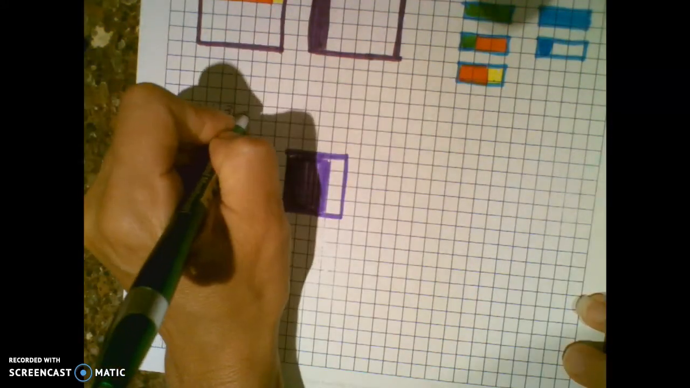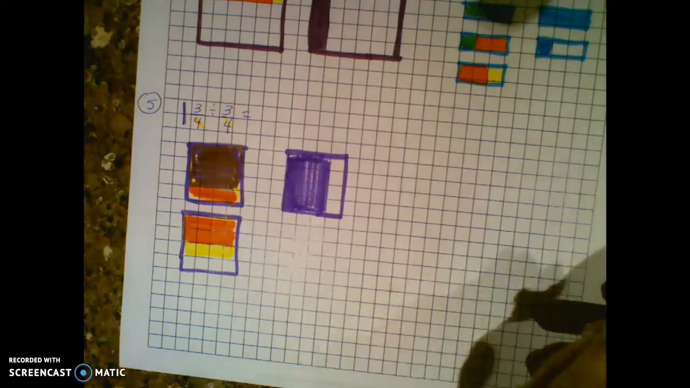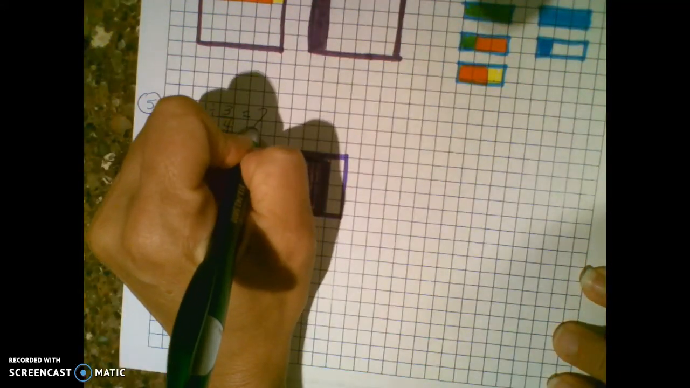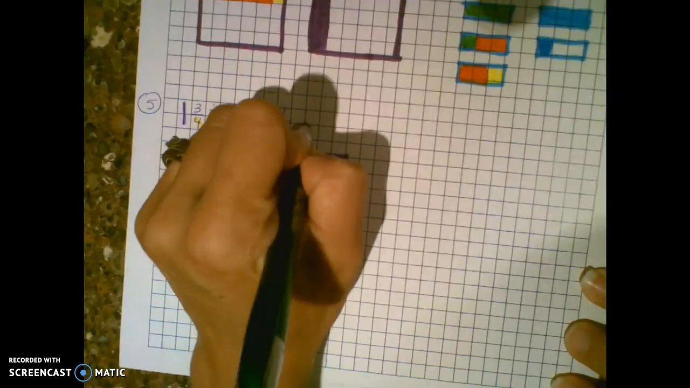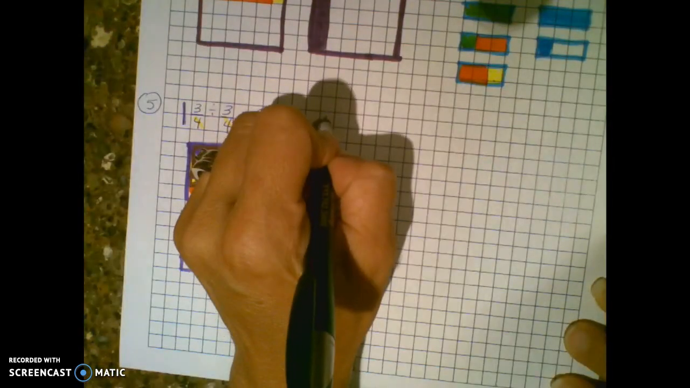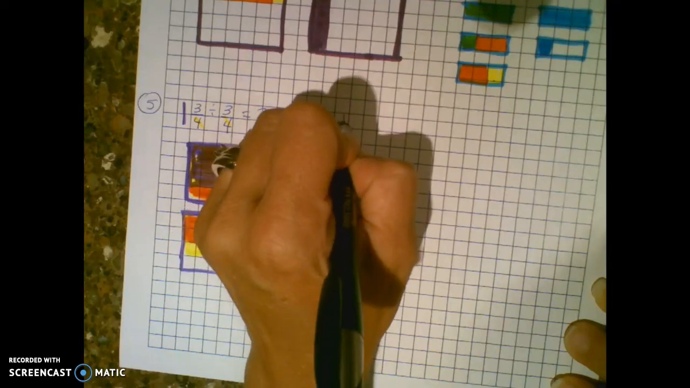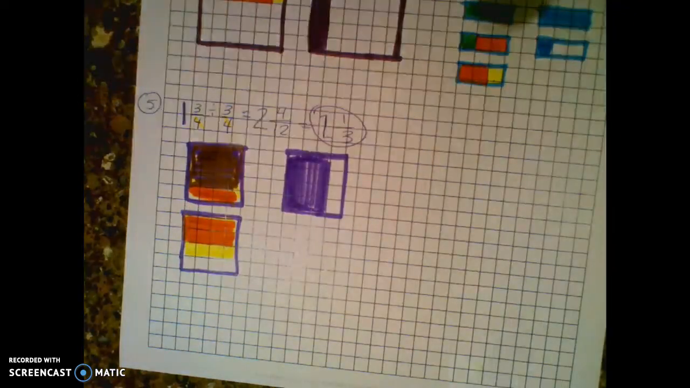So 1 3/4 goes into 1 3/4 times 2 full times, and 4 out of the 12 I need to make a third, which simplifies to 2 1/3. All right.